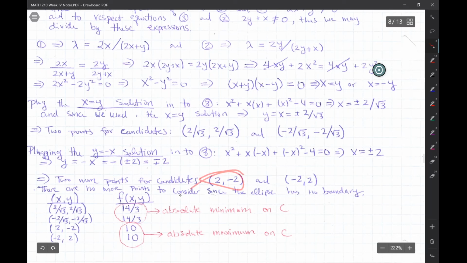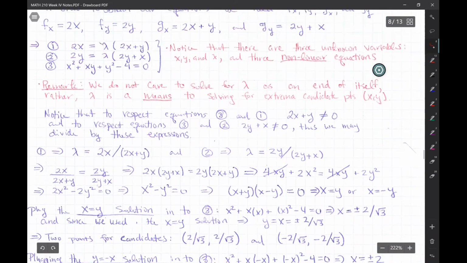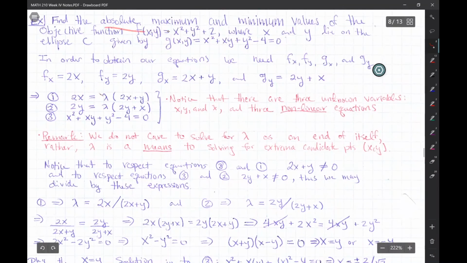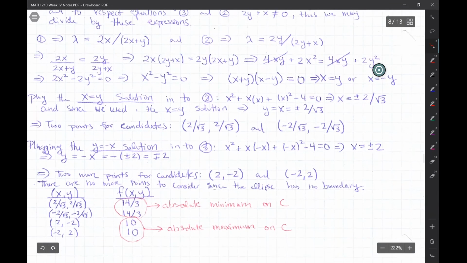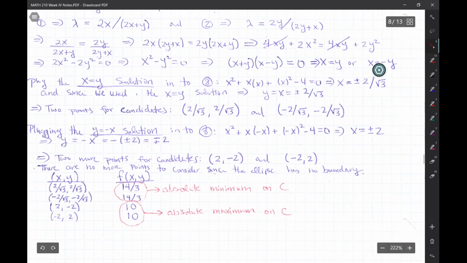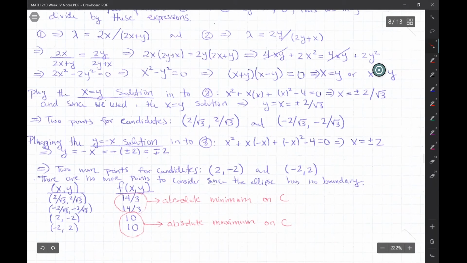Plugging all our candidates, so what else should we look at? We should look at also, say, the boundary of the curve, but it's an ellipse. An ellipse closes on itself and hence has no boundary. And why do we even want to look at the boundary? Because we're asked to find the absolute maximum and minimum. Okay? So what we found there are the candidates for local extrema. Okay?